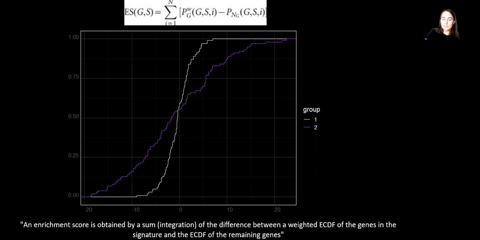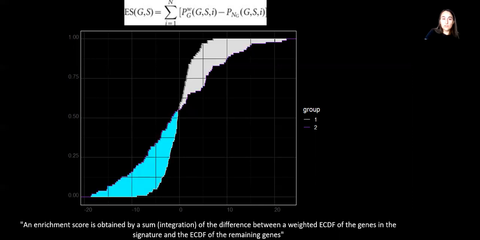The original paper describes the method as the integration of the difference between the cumulative distribution functions of the genes in the signature and the remaining genes. And we can intuitively think of this as the area between the two curves. One thing to note is the area is not calculated as the absolute difference. So if the direction of the difference changes, as in the case in this figure, these two areas cancel each other, and we get a score that is close to 0.